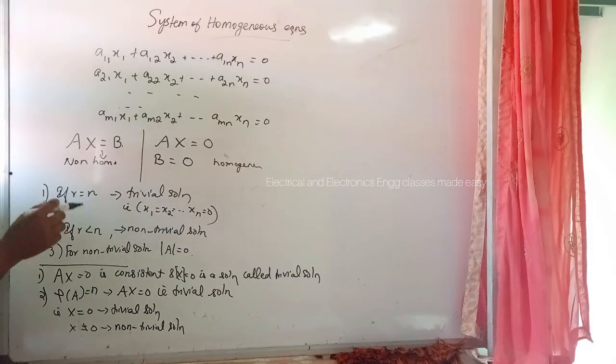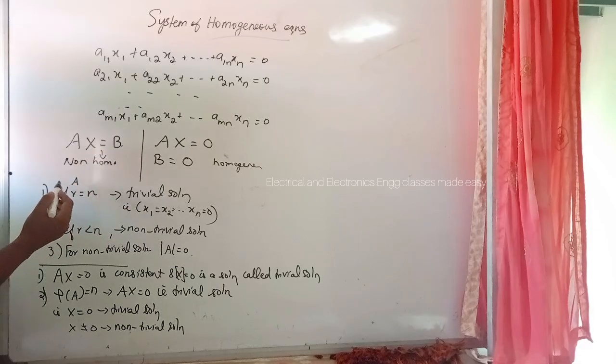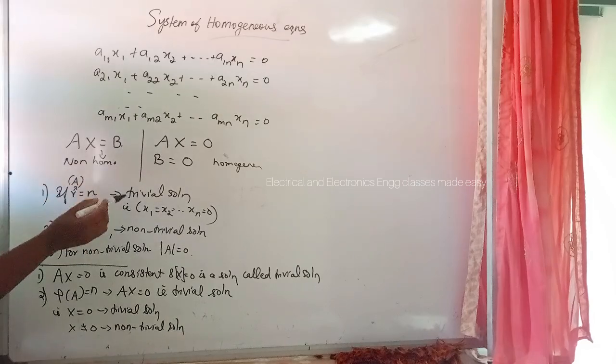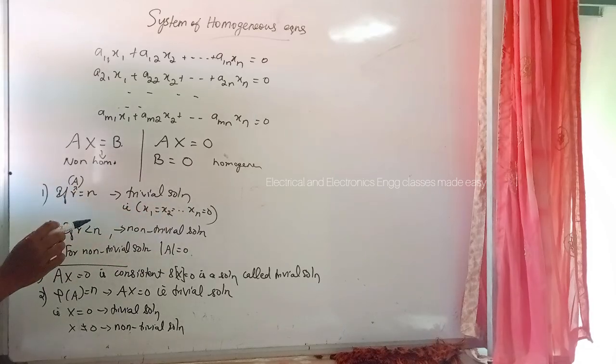Then about the solution of the system of homogeneous equations. Here R means rank of coefficient matrix, that is A, because here B is 0, so we have to only find the rank of A. If the rank of A is equal to n, that is the number of unknowns or number of variables, then there is always a trivial solution. Trivial solution means x1 equal to x2 equal to etc xn equal to 0.